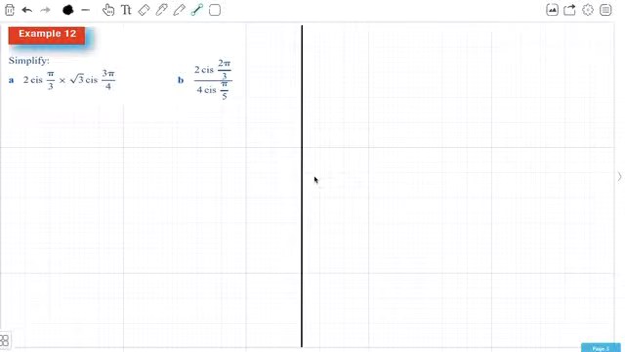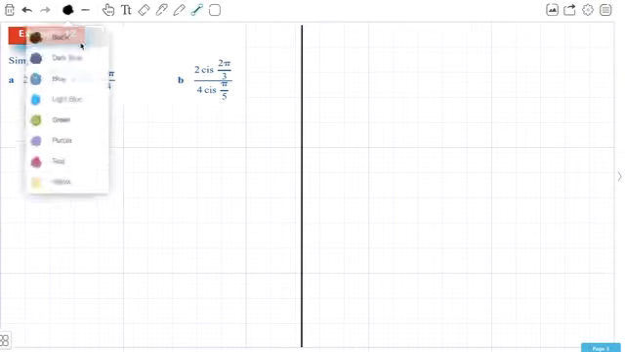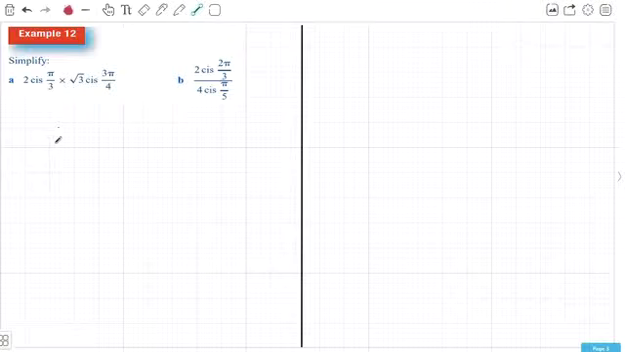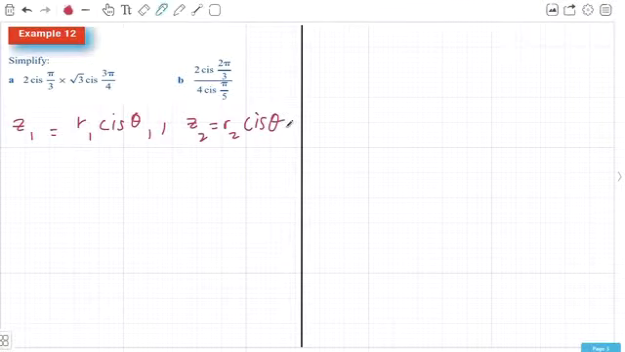To use our results now that we had for multiplying and dividing complex numbers, you can see that we've got to do both here. So it's a good idea just to remember what those formulas are and write them at the top of your page just while you're getting used to them. So for two complex numbers, Z1 equals R1 cis theta 1 and Z2 equals R2 cis theta 2.